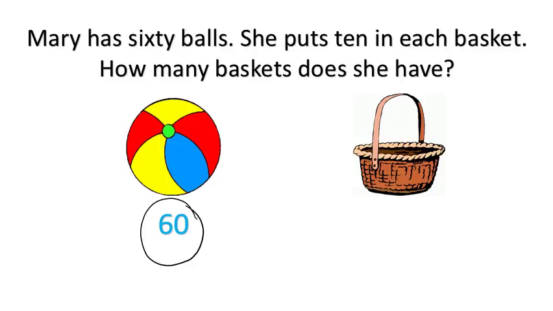Mahdi, she needs 10 baskets. Let's look again. Majid, she needs 6 baskets. I know this just by looking at the first number, which is my tens place, all right? So Mary needs 6 baskets in order to separate each of her tens, okay?